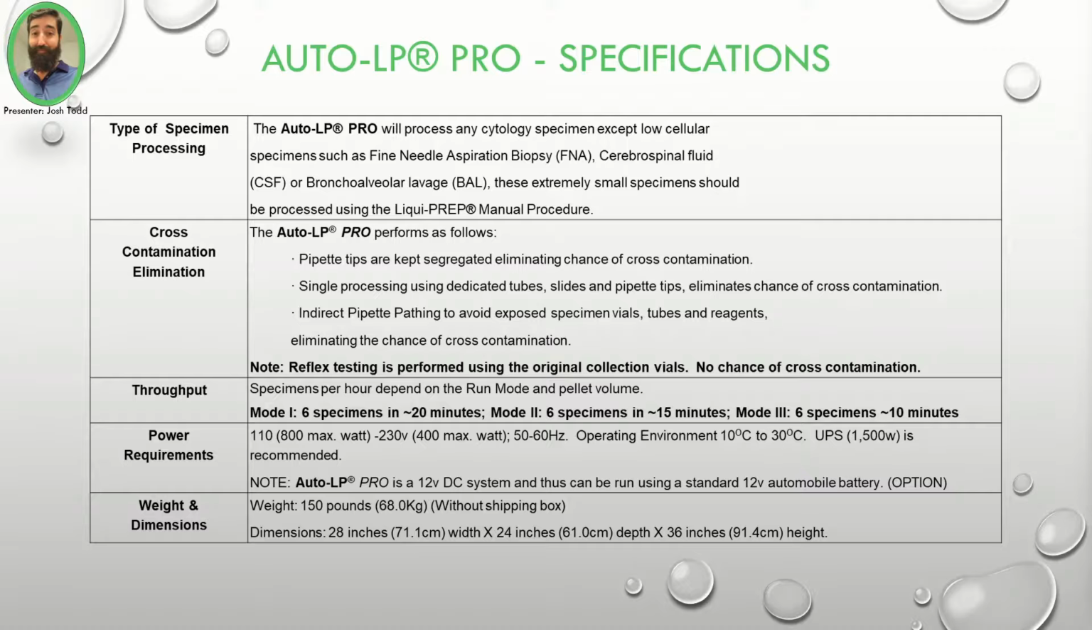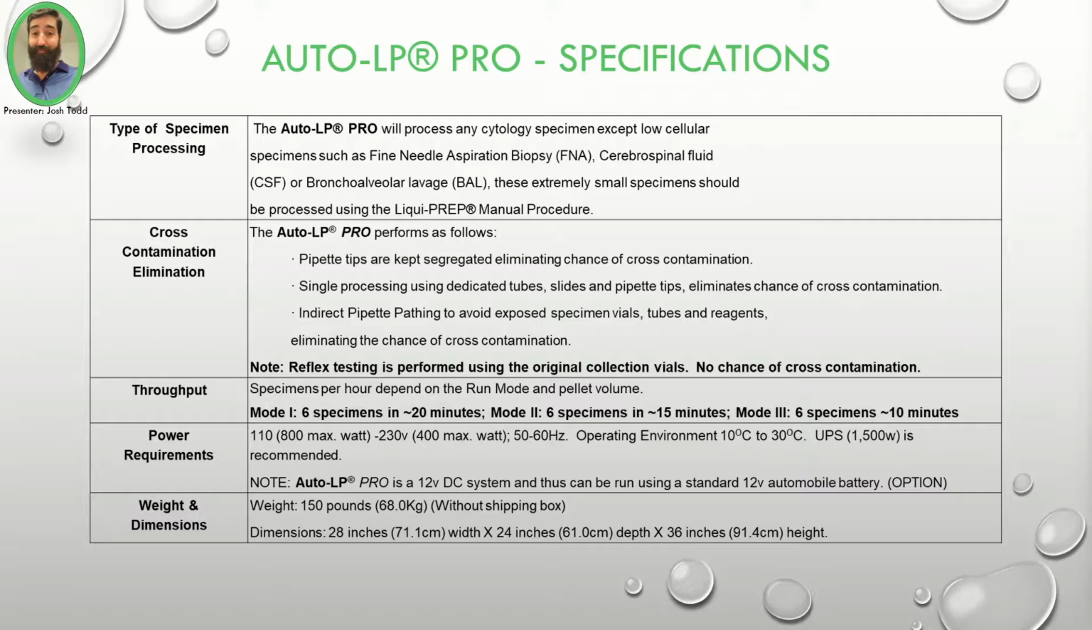Power requirements. The AutoLP Pro is a 12-volt DC system and thus can be run using a standard 12-volt automotive battery. This is an optional configuration of the AutoLP Pro that can be purchased. Please speak to your sales representative about this option if you're interested. A UPS of 1500 watts is required when operating the AutoLP Pro. Operating environment should be between 10C and 30C, not exceeding 30C.